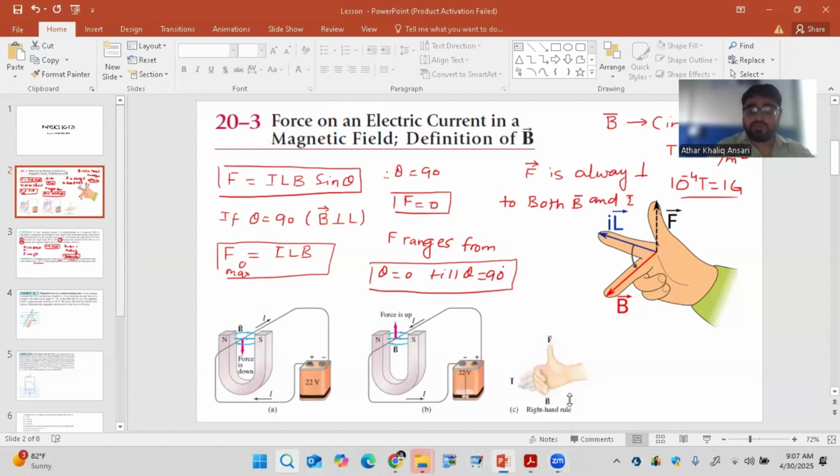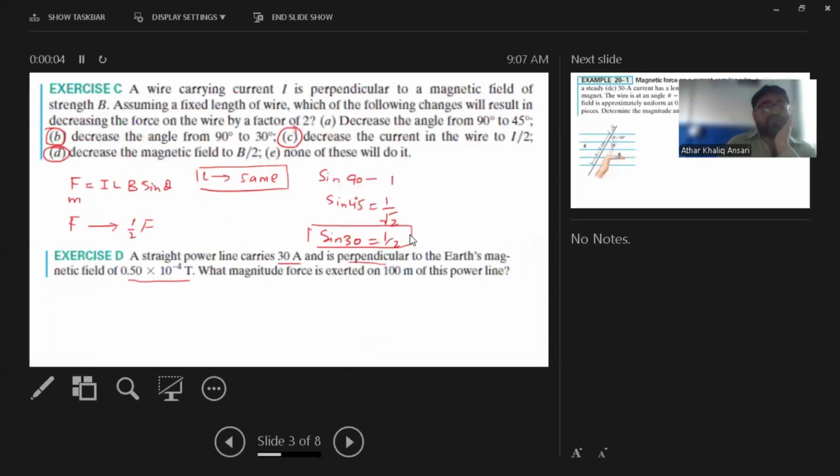We were talking about how much is the force on the current carrying coil. Here we have Tesla given as the unit of the magnetic field. Now what are they saying? What is the magnitude of the force? As it is clear that current is perpendicular to the magnetic field, I will use the equation F is equal to BIL. I don't need sine theta. Why? Because this is the maximum force.